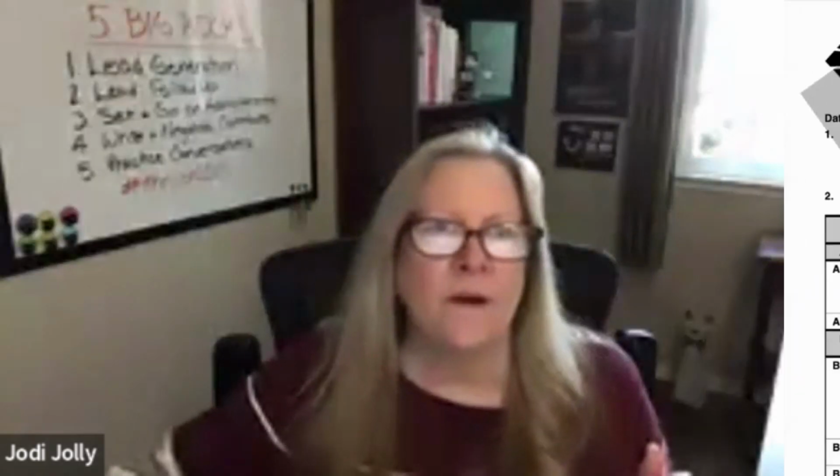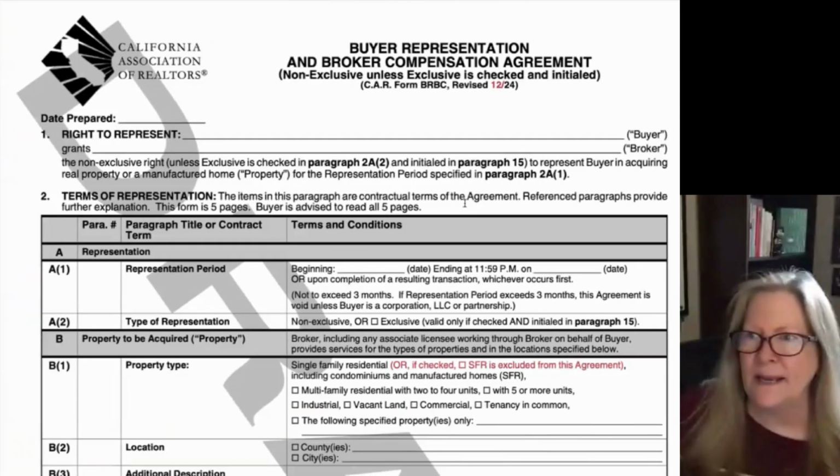So let's start with the BRBC, since that's the first step in our process with our buyers. So let me pull this up and make it a little bit bigger, and then I will share my screen. Okay, the changes on this form are not huge, but nonetheless, we need to be aware of what they are. Okay, can everybody see that okay?